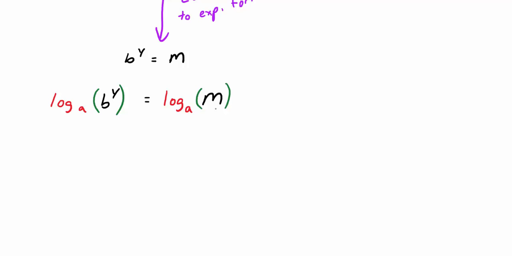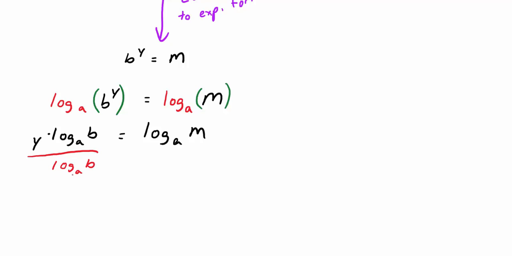Okay. Well, then we have it, believe it or not, because what rule can I apply on that left-hand side with that exponent? The power rule. And I get a product of y times log base a of b equals log base a of m. And if I want to get y by itself, what can I do to both sides? Yeah, now this truly is division, because log base a of b for any particular a and any particular b is a number, and I can divide by numbers.